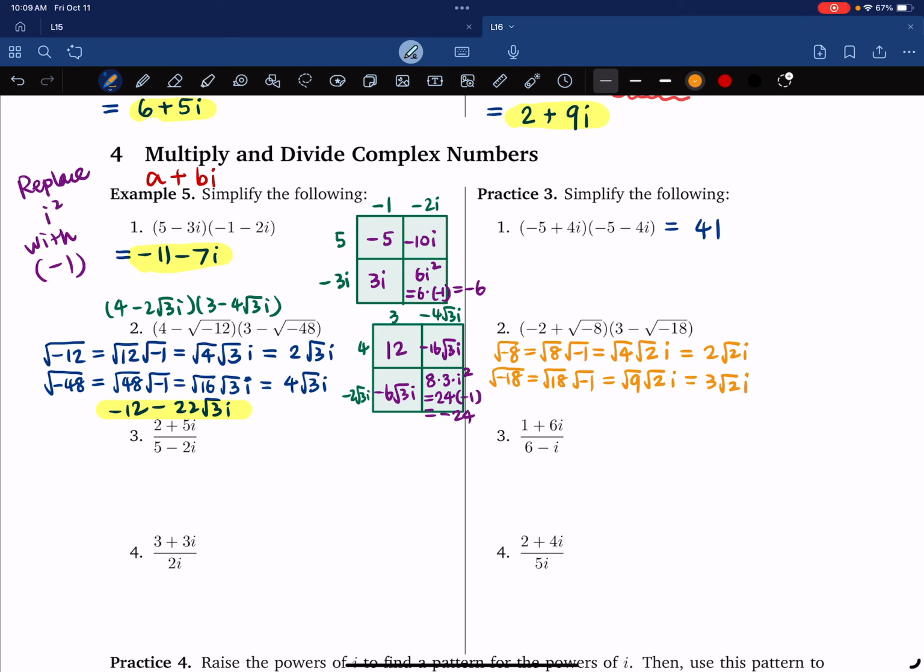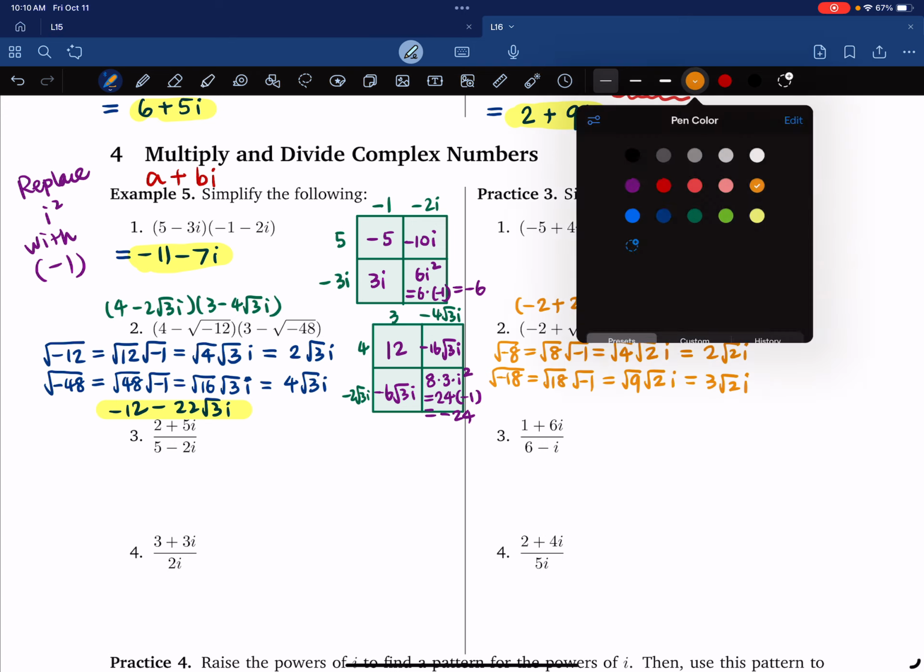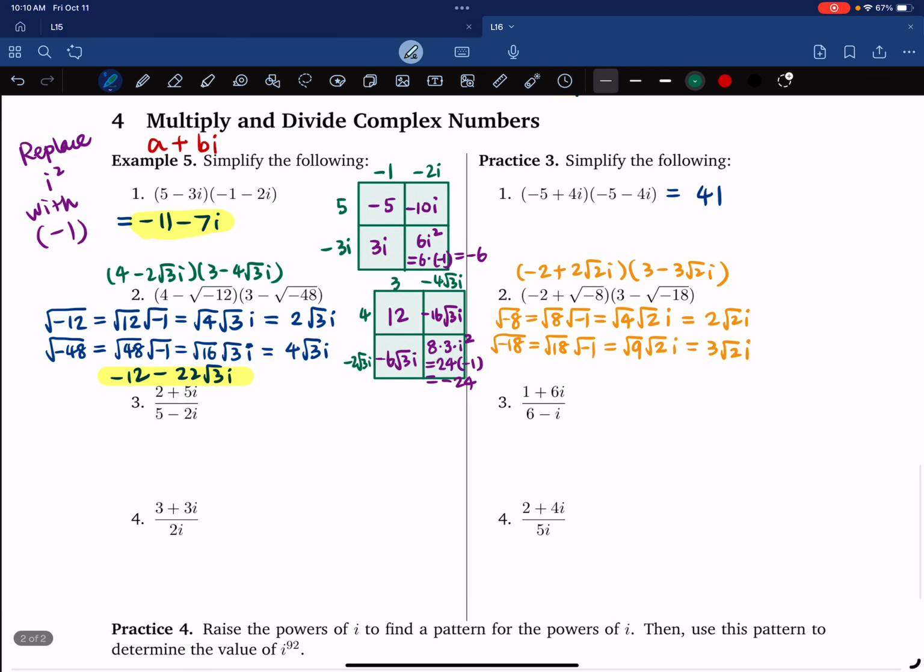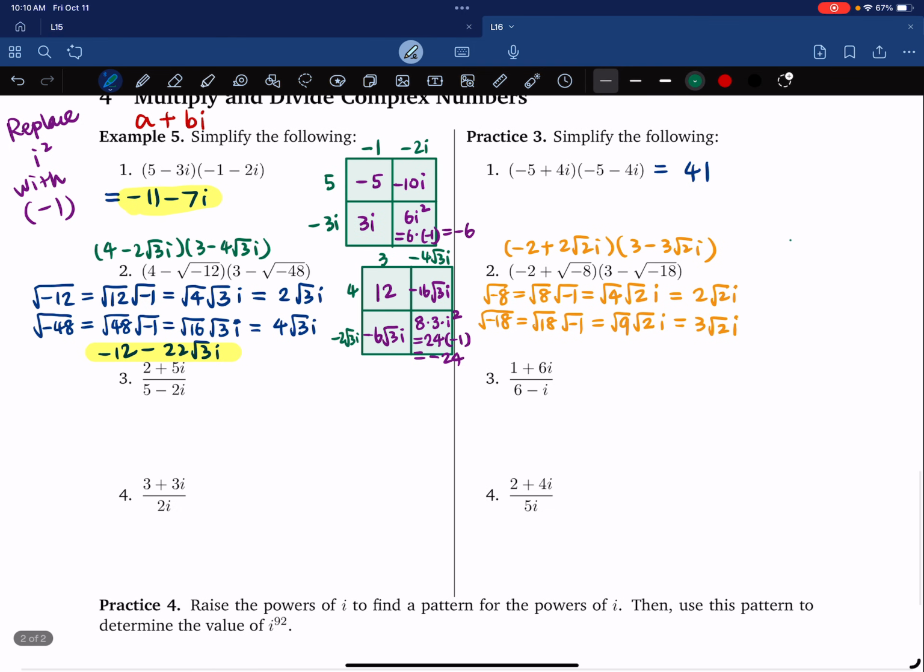And now our expression, let's rewrite that. It's negative 2 plus 2 radical 2i times 3 minus 3 radical 2i. And we can do a box. I'm going to put the box here.